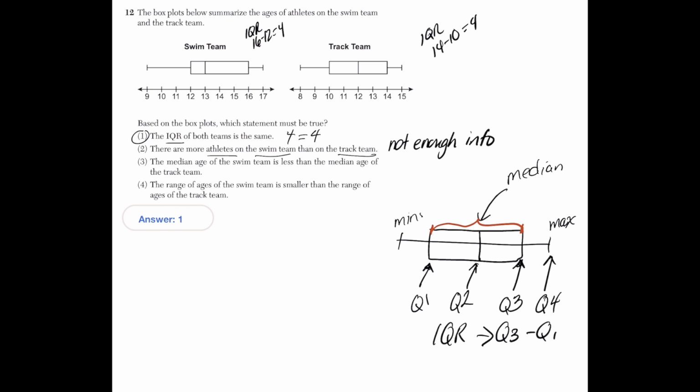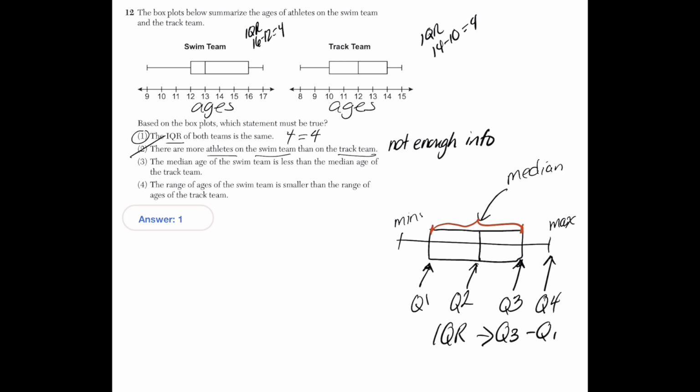Now, where I can see some kids getting lost in this and being tricked is because they might say, hey, well, this one goes to 17 and this one goes to 15, so this one must have more. That's not what it means. The ages go from 9 to 17. So that's the big key here, that these are ages, not number of kids. So we don't have that information.